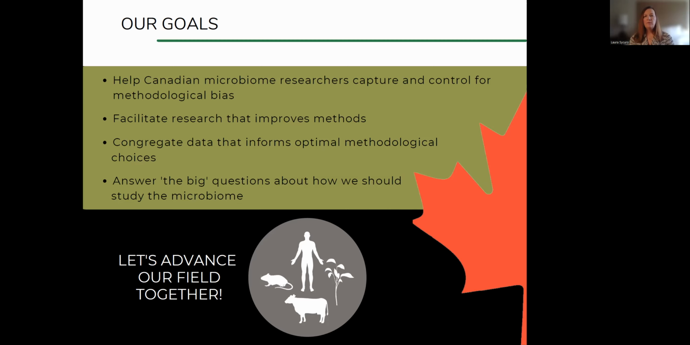We also know that many of you are already doing excellent methodological studies, and we just want to help facilitate that and make it a bit easier. Lastly, this field is still evolving quite rapidly, and lots of things change over time. And so we think that we could play a role in congregating that data and sharing that information that informs optimal methodological choices.